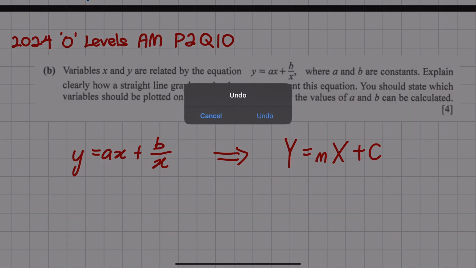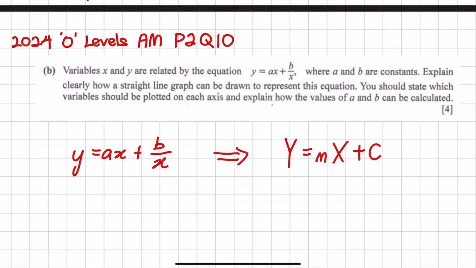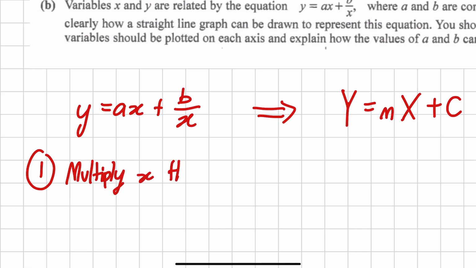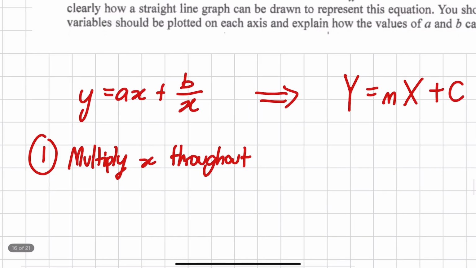So what I can simply do is to multiply x to the whole equation. Let's call this option 1. Multiply x throughout the whole equation. So if I multiply x, I'll get xy equals ax squared plus b. This is one of the ways which we can convert this equation.